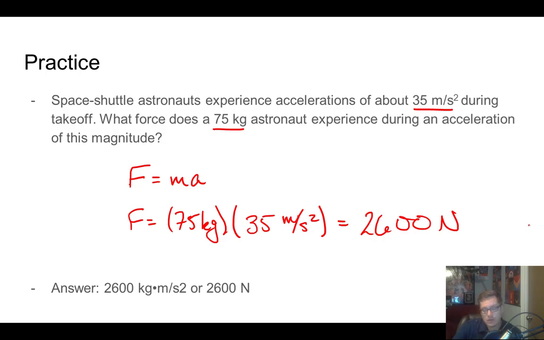The one thing that might be kind of tricky is that, remember, this is the net force. So sometimes, if you're not given the net force, I might give you a problem where I give you several forces and you have to use vectors to find the net force first. Then you can plug that into F equals ma. So always make sure you're using the net force.